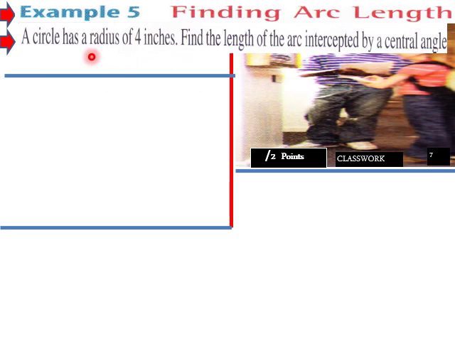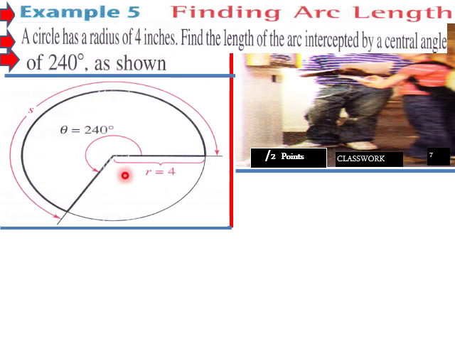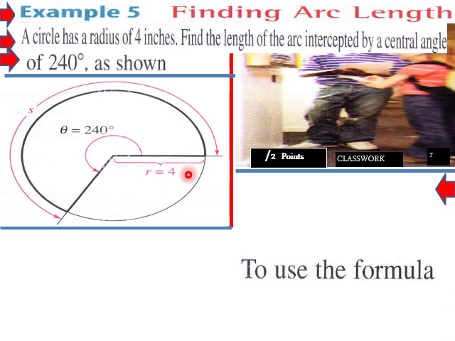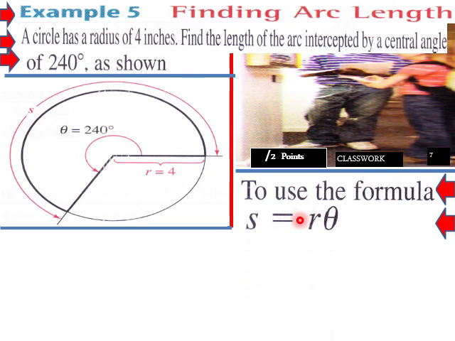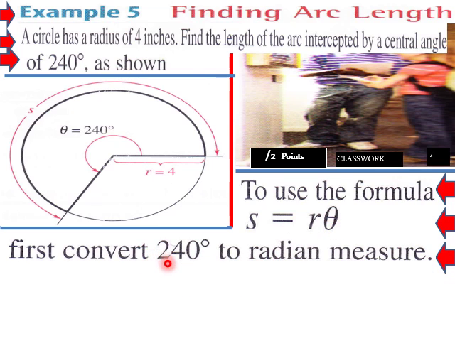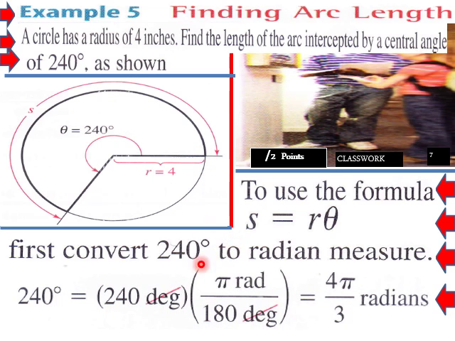Finding an arc length. A circle has a radius of 4 inches. Find the length of the arc intercepted by a central angle of 240 degrees as shown. Here's your central angle, theta, and here is our arc, s, and r equals 4. To use the formula s equals r theta, first convert 240 to radian measure. So what would 240 be in radian measure?